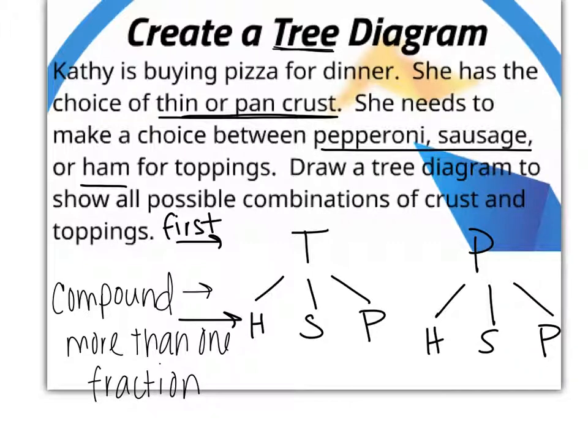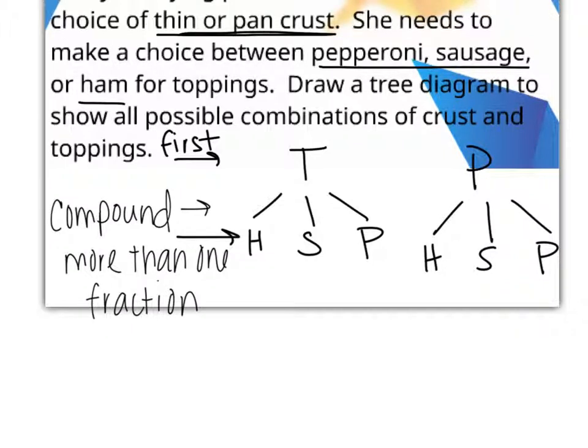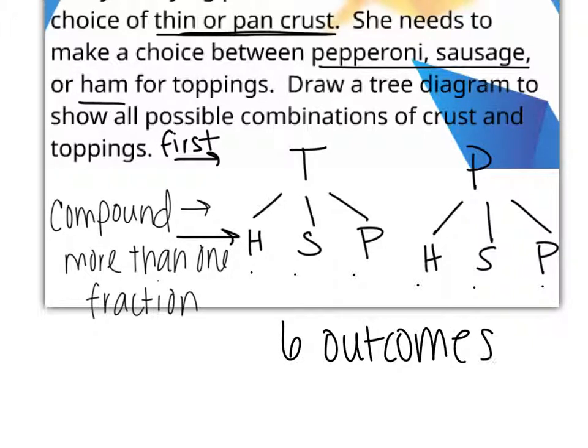It is a tree diagram, so it creates branches. So the number of outcomes, when we are dealing with this, all you do is count the last set of branches. So I have 1, 2, 3, 4, 5, 6 possible outcomes when dealing with compound probability. I have a thin ham, thin sausage, thin pepperoni, that's 3. I have a pan ham, pan sausage, and pan pepperoni, that's 3 more, so 6 altogether.